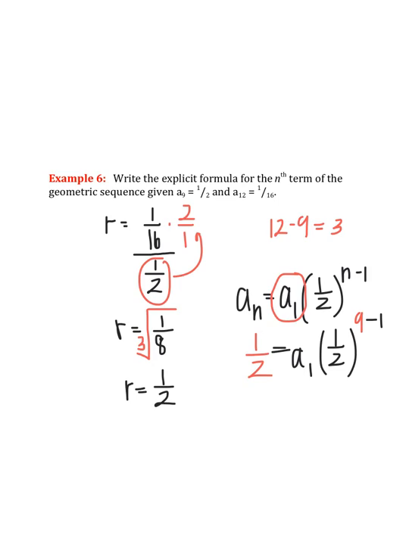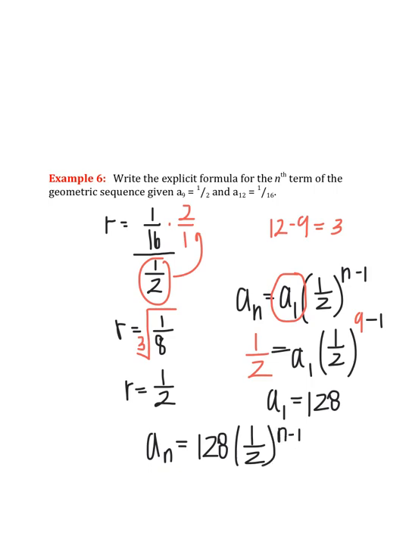I'm going to grab my calculator and do 1/2 to the 8th power. Then I have to divide both sides by that, because I want to get a sub 1 all by itself. So I'm going to have 1/2 divided by that decimal, which is actually 0.0039. It turns out that my a sub 1 is equal to 128. Wrapping up this last problem, a sub n is equal to 128 times 1/2 to the n minus 1 power.